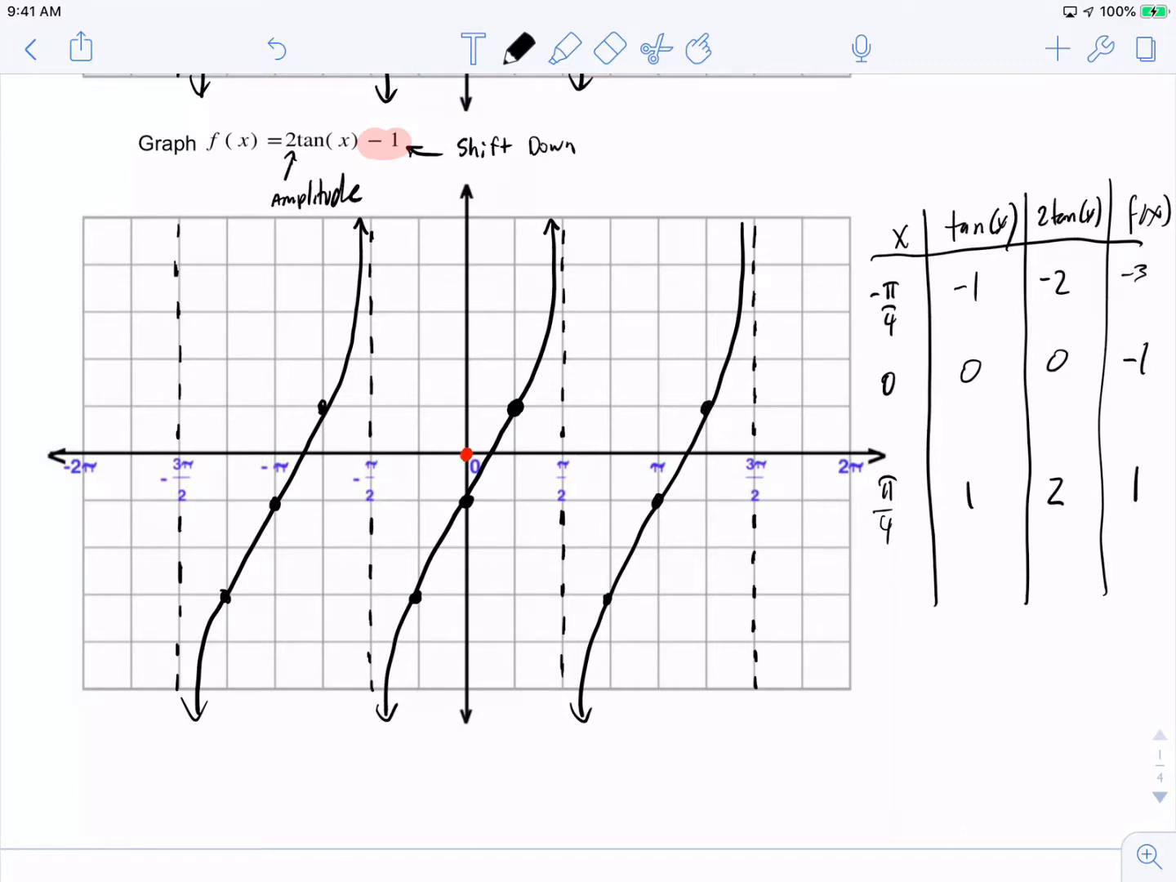Now, the domain for this problem is the same as the first, as tangent. We can see that the domain is all reals except for pi over 2 plus k pi, where k is going to be odd values, right? So the domain ends up being all reals except pi over 2 plus or minus k pi.